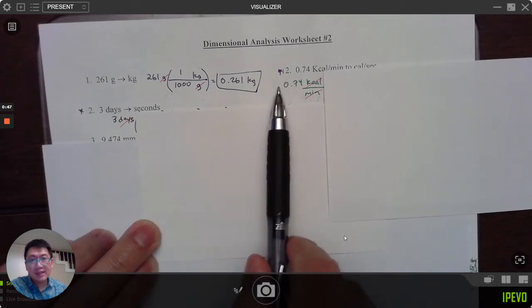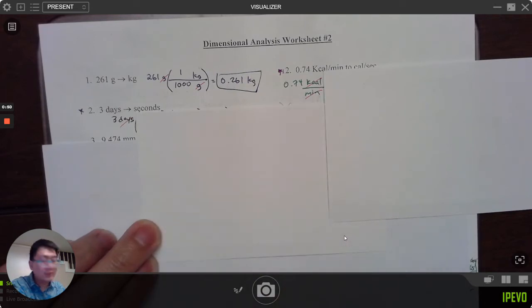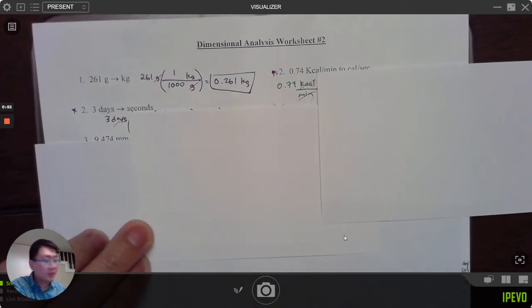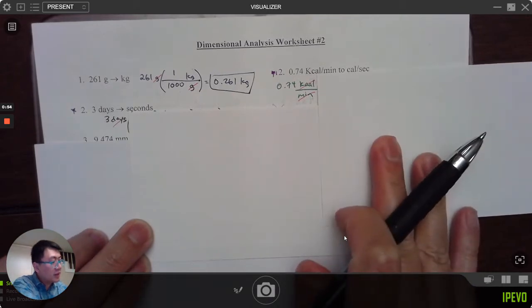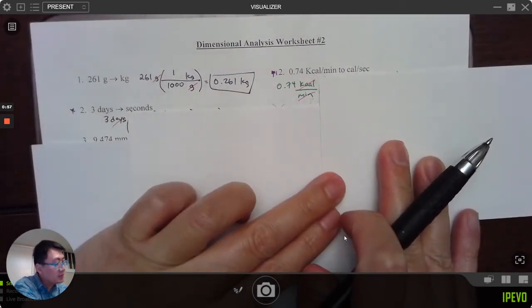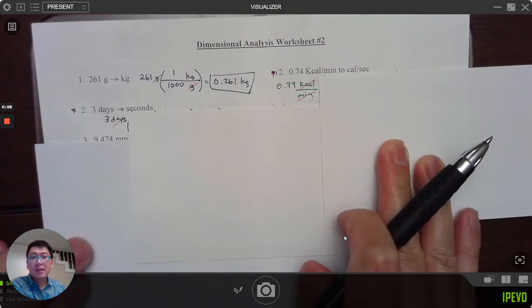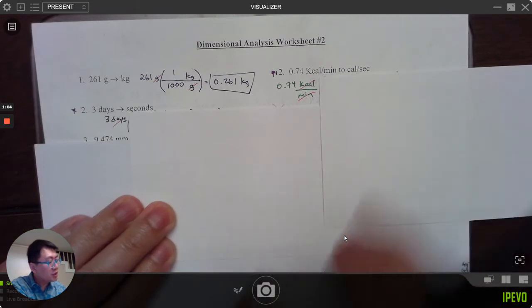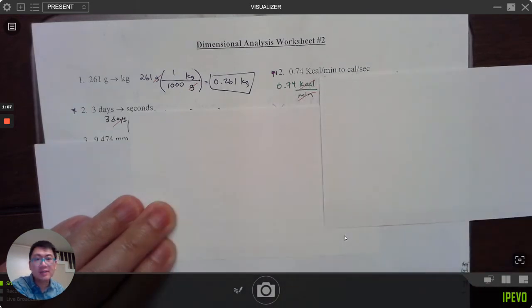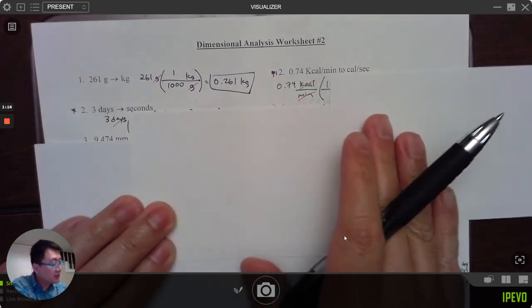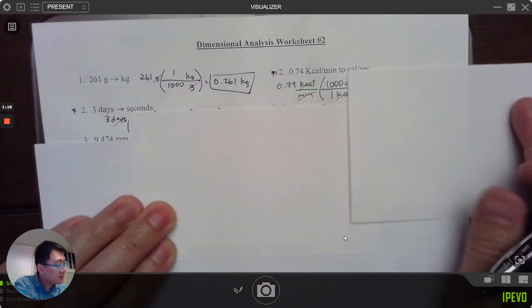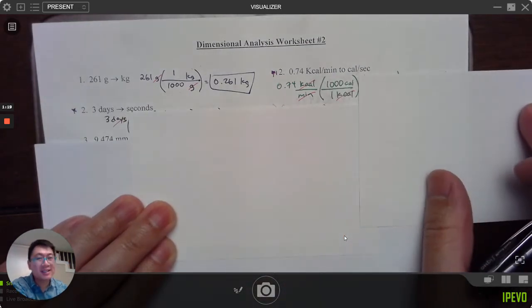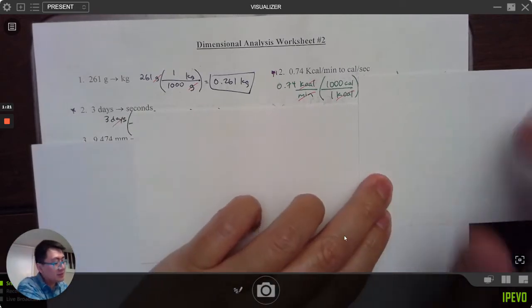Because that's a relatively easy one, let's look at, I know again, I'm going out of order, number 12 right here. Question number 12 says 0.74 kilocalories per minute to calories per second. So what is the answer for question number 12? Well, first of all, I'm trying to change kilocalories to calories. K for kilo, there's 1,000 of them. Sorry, 1,000 calories in a kilocalorie. So there are 1,000 calories in a kilocalorie.